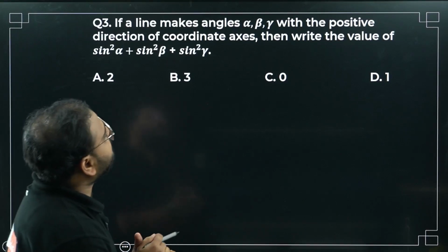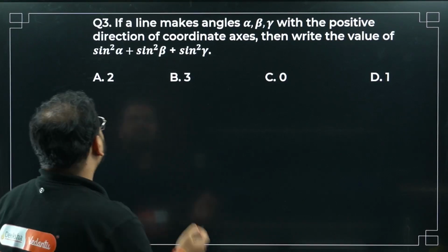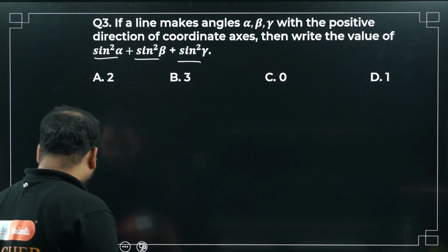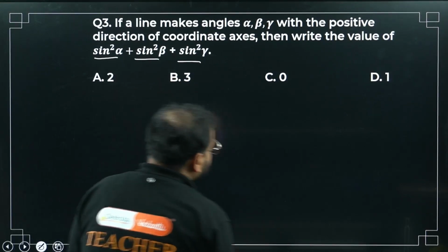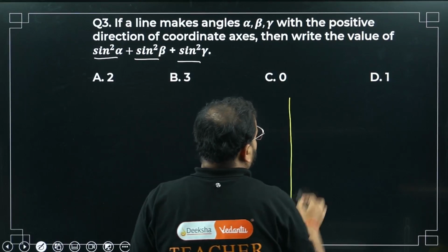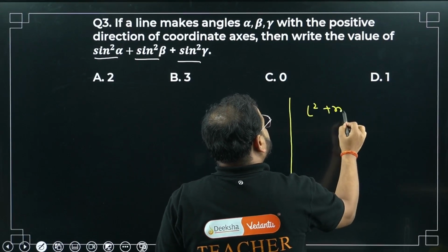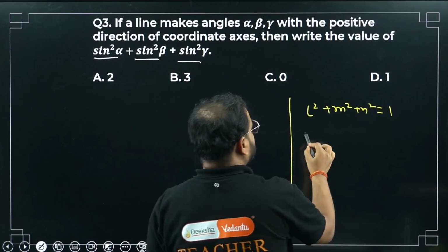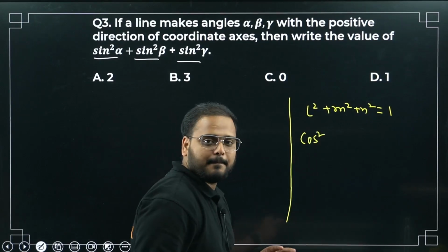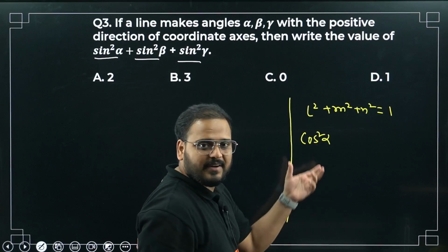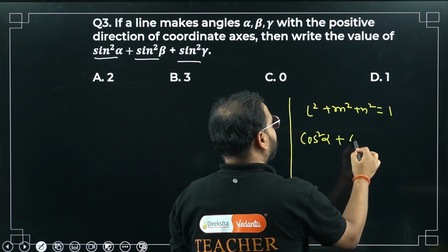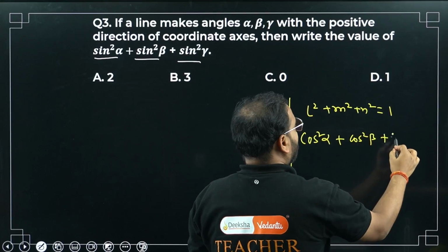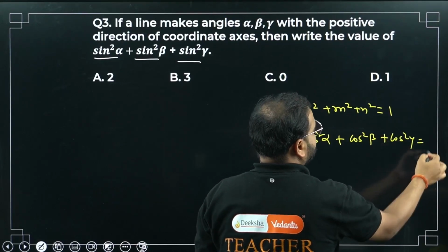I think I've solved this question in your vector algebra also, right? They're asking us to find sine square alpha, sine square beta, and sine square gamma. Before I do that, remember this property: L square plus m square plus n square equals 1. Cos alpha is L, right? So cos square alpha plus cos square beta plus cos square gamma equals 1.